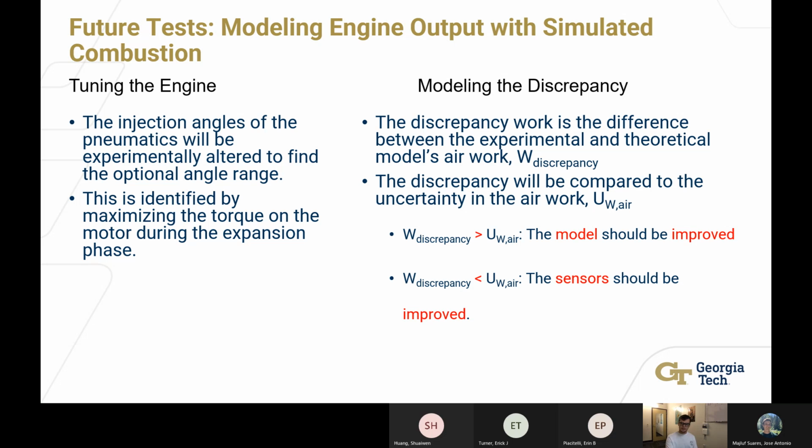The other thing that we'll be trying to do is modeling the discrepancy, which is a comparison between the theoretical and experimental work due to air. This will be compared to the uncertainty of the work due to air. And if the discrepancy is greater than the uncertainty, the model needs to be improved. However, if the discrepancy is less than the uncertainty, then we will need better sensors for further experiments.